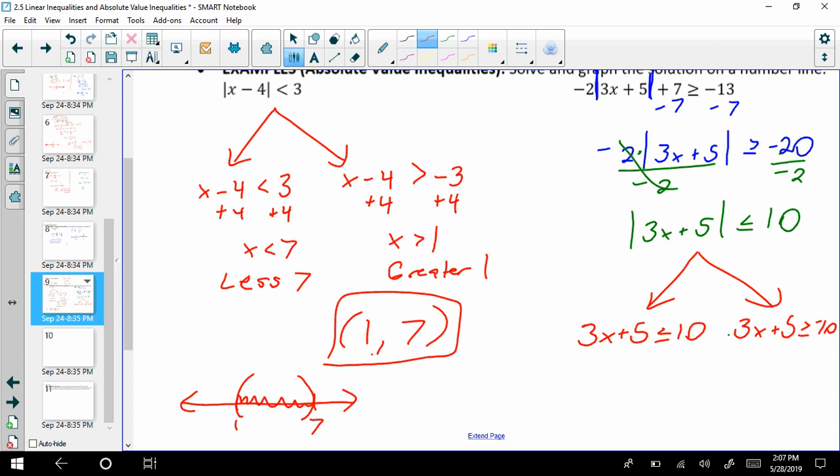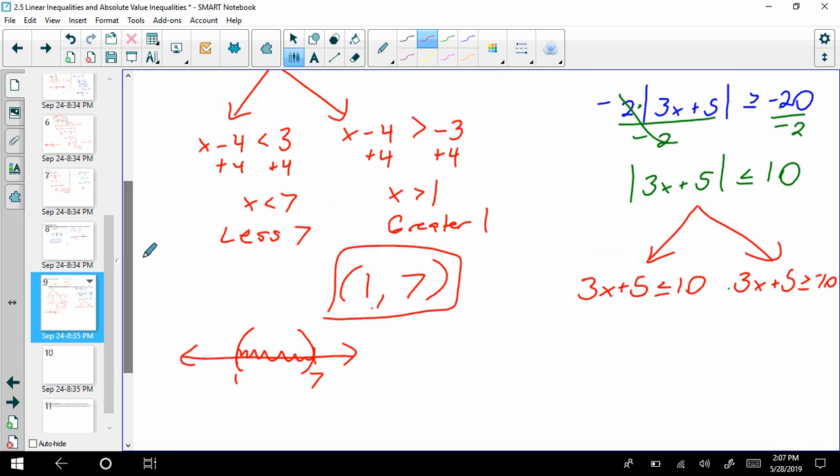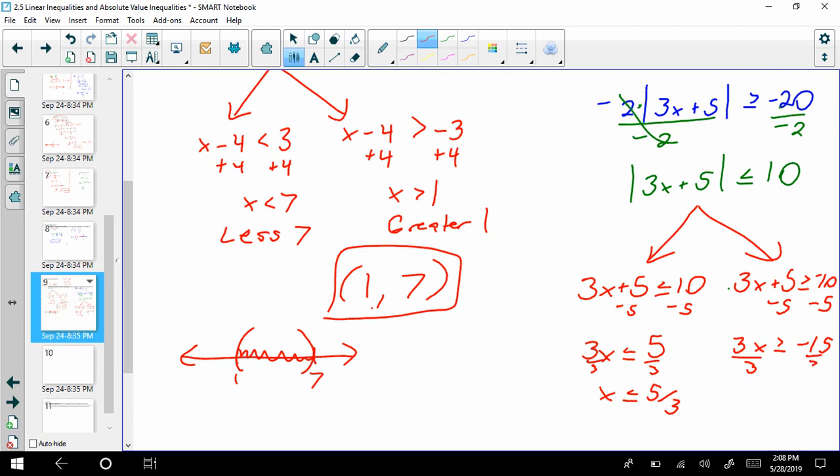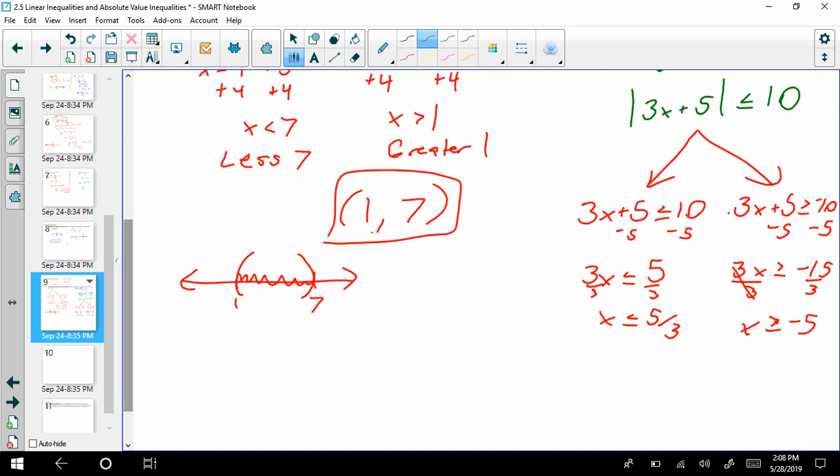And now let's solve. So subtract. Divide. So I get a fraction, 5/3. And the other one, negative 5.